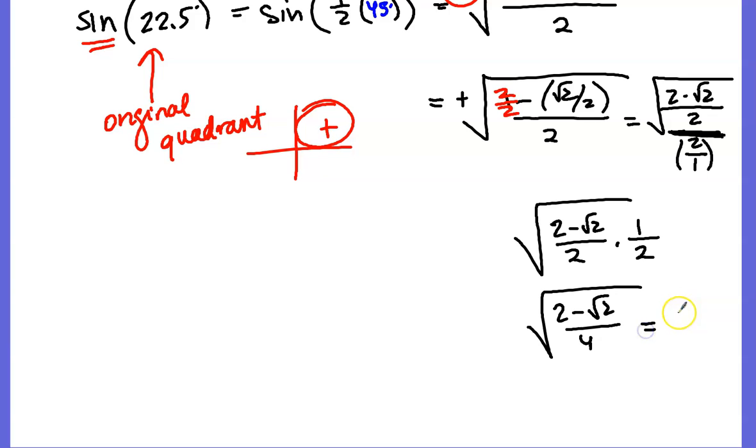I can do the square root of these separately. The top would be the square root of 2 minus root 2, and then I can actually do the square root of 4, which is 2. And you should do that. So there we go. That's how we do half angles.